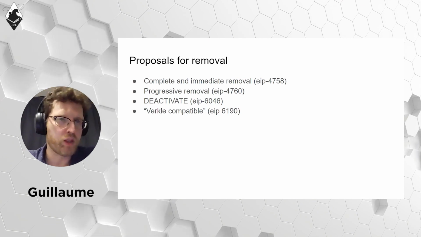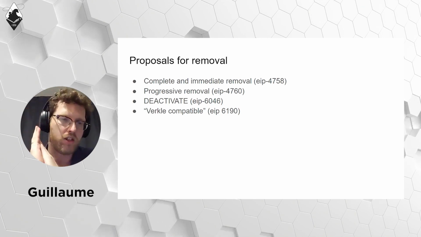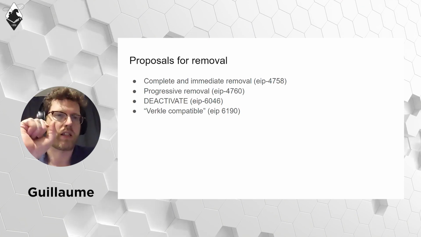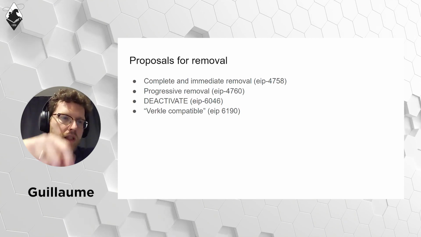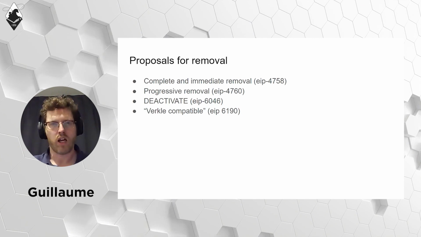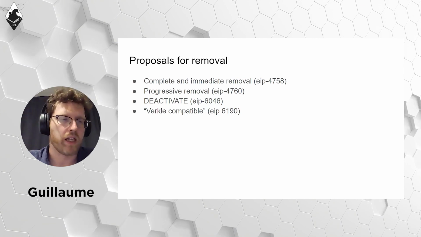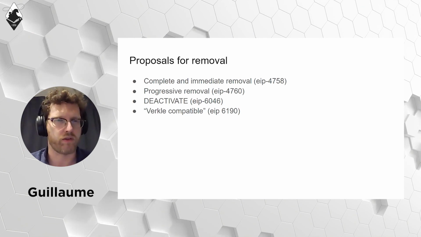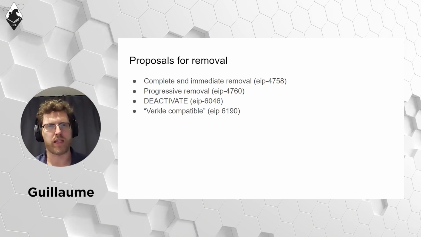And there was another EIP which was deactivate. So that would just, when you call self-destruct, instead of just deleting all the data, it would just mark the contract as deactivated. This one suffers from the problem I described earlier, that you could, in a Verkle tree context, reactivate the contract and still obtain the former state. So something could be poorly initialized, or the contract could find itself in a state it would not expect itself to find itself. And there's another one that's called Verkle compatible.